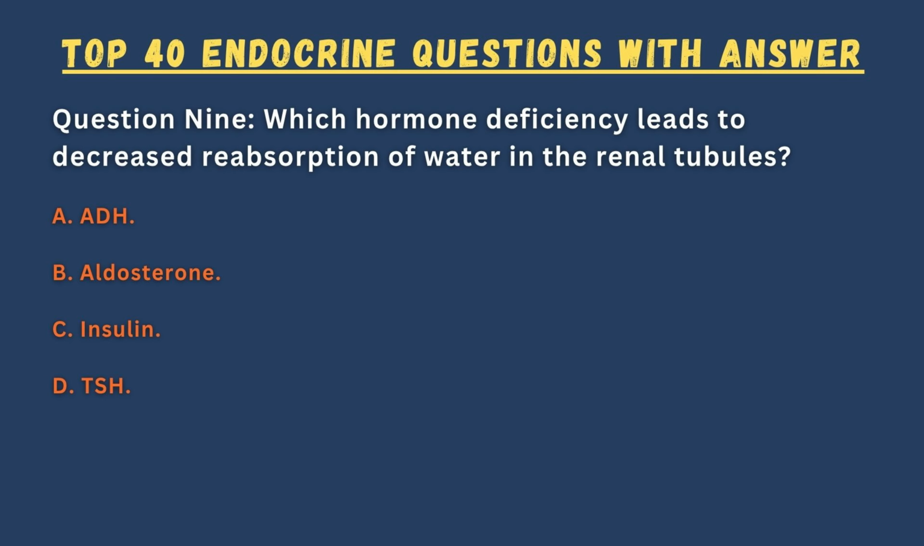Question 9. Which hormone deficiency leads to decreased reabsorption of water in the renal tubules? A. ADH. B. Aldosterone. C. Insulin. D. TSH. Answer. A. ADH.